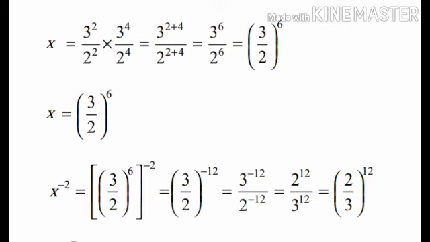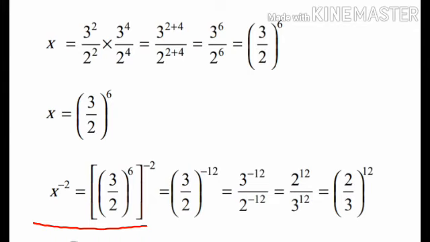Here observe the bases, so add the exponents. That is 3^(2+4) / 2^(2+4). That is equal to 3^(2+4), which means 6, by 2^(2+4), which means 6. We can write (3/2)^6. Therefore, x is equal to (3/2)^6. Then x^-2.